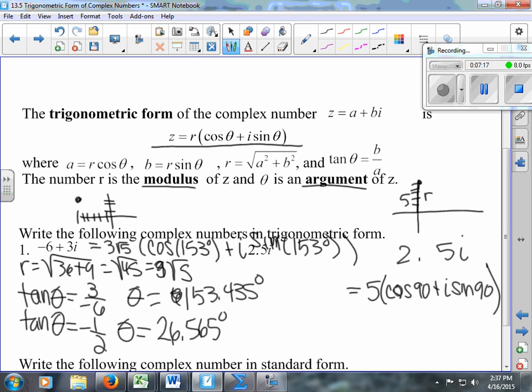And I know that cosine of 90 is 0, and I know that sine of 90 is 1. If you go ahead and evaluate these trig functions, see what happens. Now, go ahead and distribute the 5, you get 5i. And that's what we started with. So there is a good reason to write these numbers in this form, even though this form doesn't look simplified.